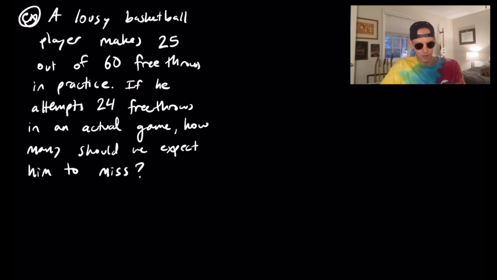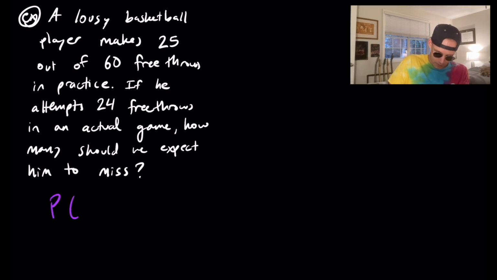All right, last one here. A lousy basketball player makes 25 out of 60 free throws in practice. If he attempts 24 free throws in an actual game, how many should we expect him to miss? So let's just start by figuring out what is the likelihood, or what's the probability, that he's going to make a free throw based on what he did in practice.